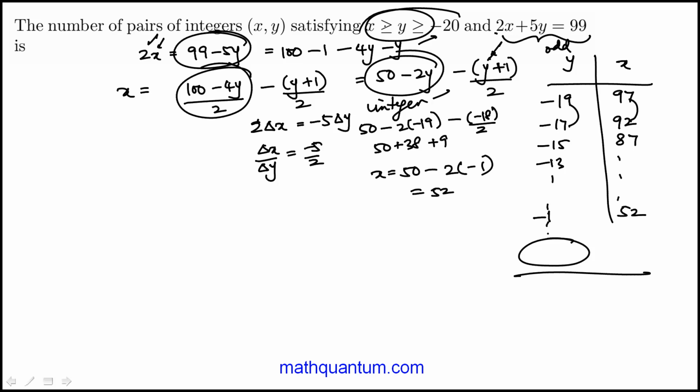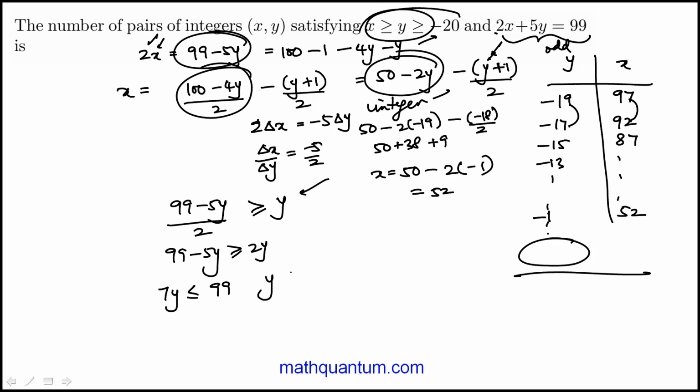So you can do a trial and error, or you could say x I know is 99 minus 5y over 2. And since that needs to be greater than or equal to y, this inequality would tell me the constraint on y. So 99 minus 5y, 2y, so that becomes 7y is less than or equal to 99, or y is less than or equal to 99 over 7, which is 14, since 14 times 7 is 98. So what's the largest odd value of y that would satisfy? That's 13.